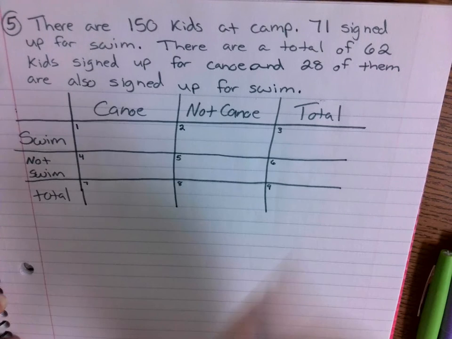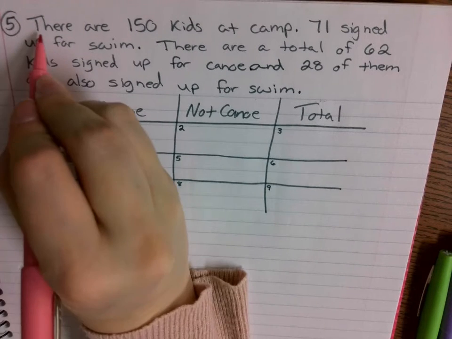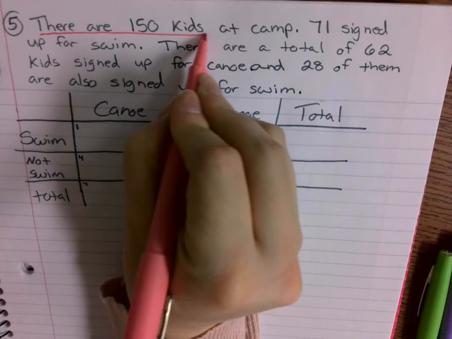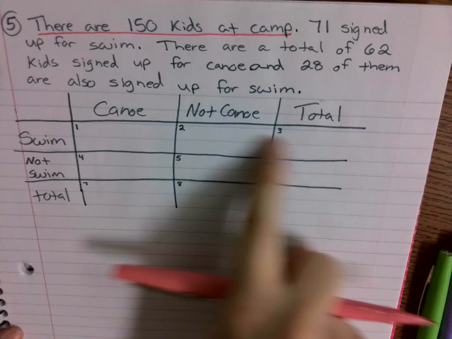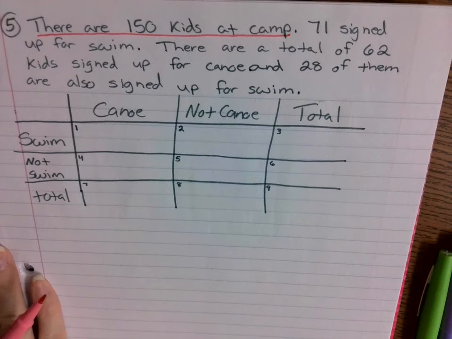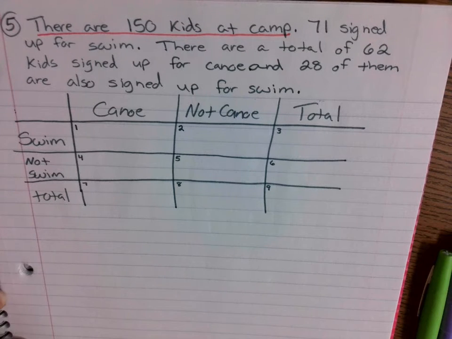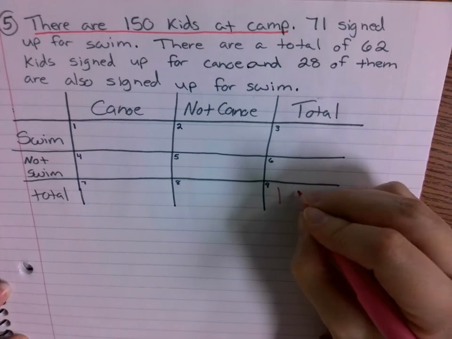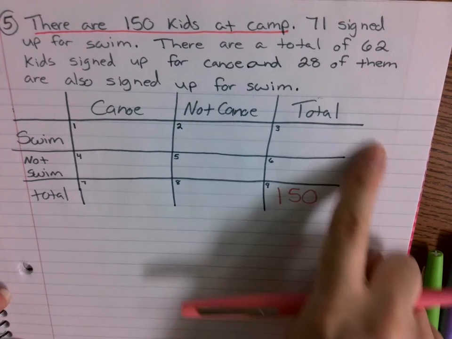All right, so let's start with the very first statement. This very first statement says that there are 150 kids at the camp. Which one of these boxes do I need to put 150 in? Nina? Box 9. Very good. 150 kids. That means the total number of kids at the camp is 150.